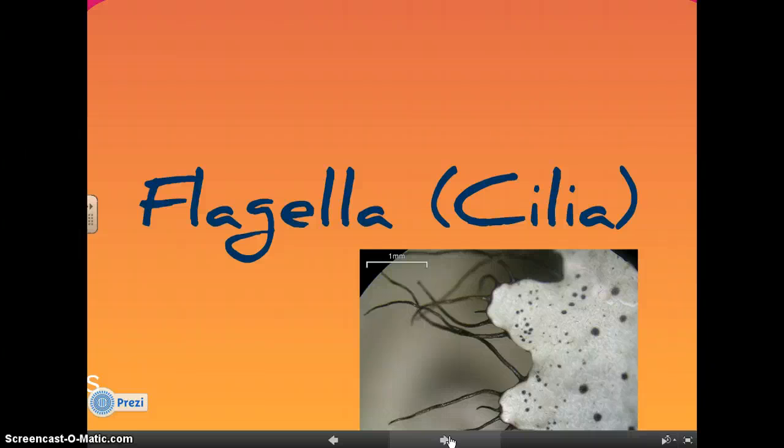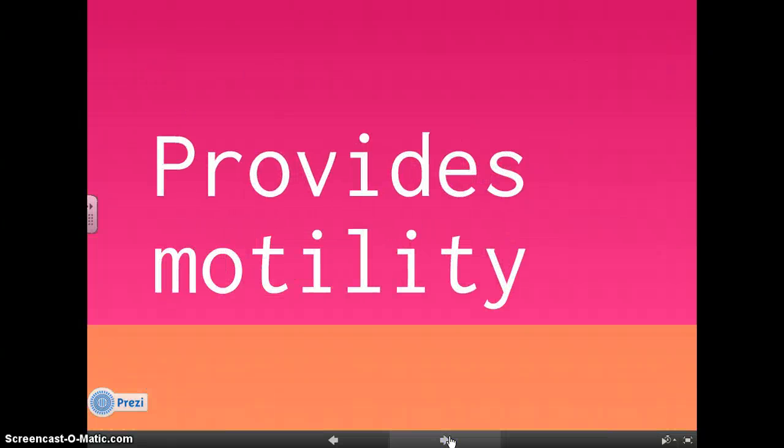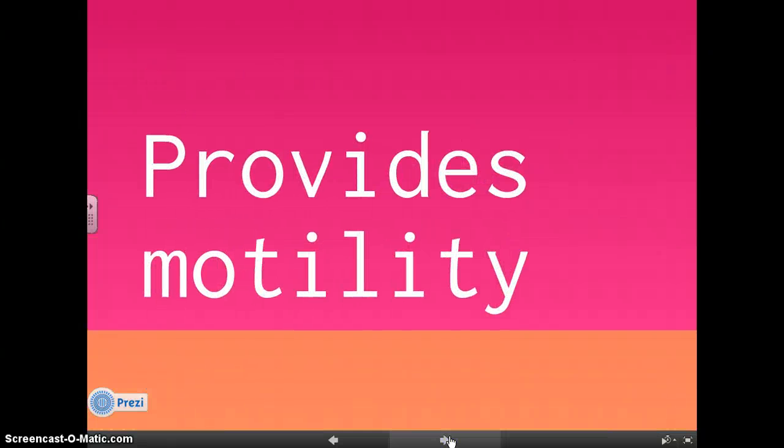Next, we look at the flagella and the cilia. These are cellular extensions made up of microtubules. They provide motility, so whether the organism is trying to move towards food or move materials through the cell, they use the cilia and the flagella to do so.